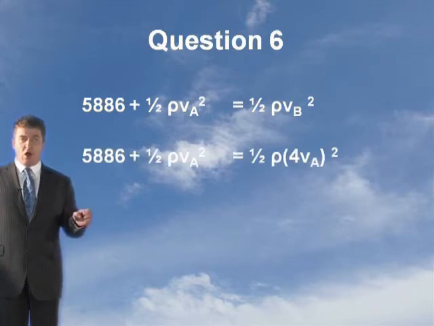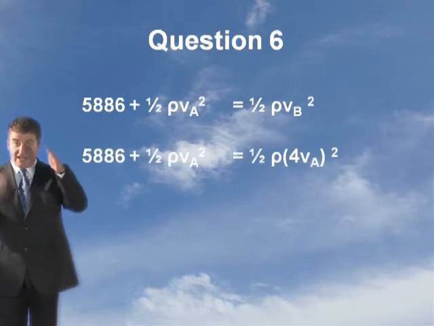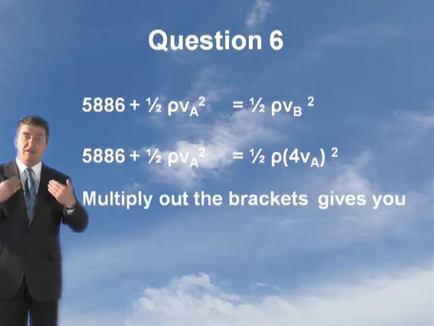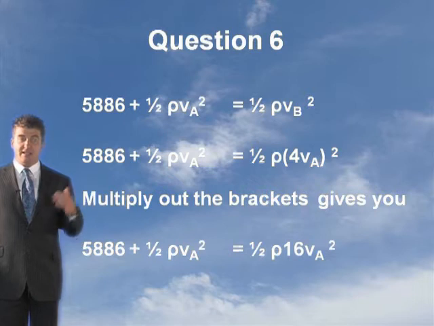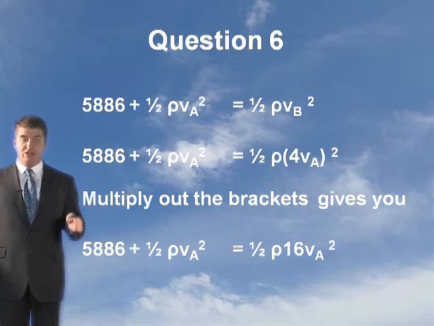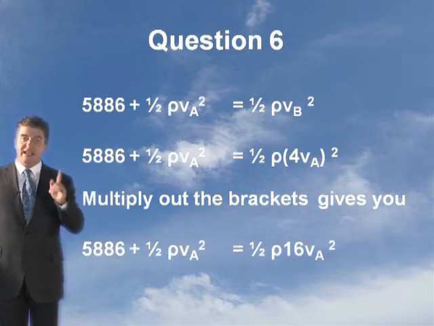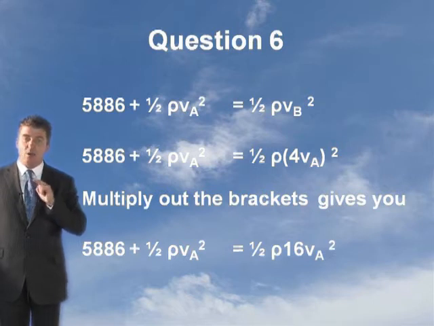Now that's 4 squared VA squared, you see, because it's in brackets. So you've got to multiply out the brackets now. And that gives you this. 5886 plus half rho VA squared equals half rho 16 VA squared. Do you understand? You've had to multiply out the brackets.